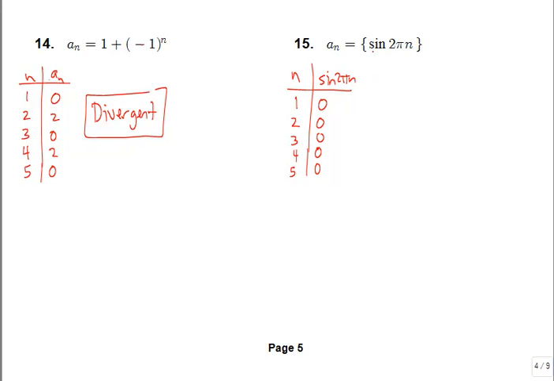These are all multiples of 2 pi, and we know that sine is always 0 at any multiple of 2 pi. So there would be your first 5 terms. Does it converge? Obviously, right? Every term is 0, so it's convergent to 0.